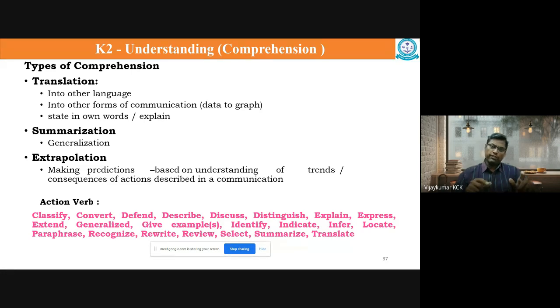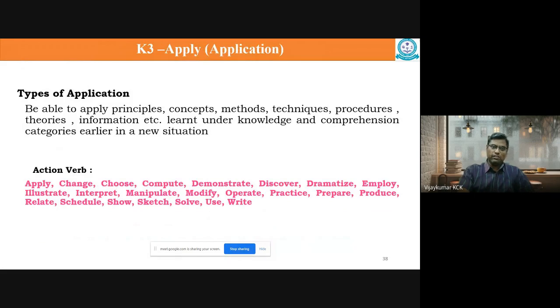But one thing we should remember, one strong piece of advice: certain times one single verb can be used for different levels as well. It depends on how we are forming the questions, that is, how we are choosing the words to form the questions. So that is very tricky. It is not simply because of one particular word that we can say it belongs to a particular level.